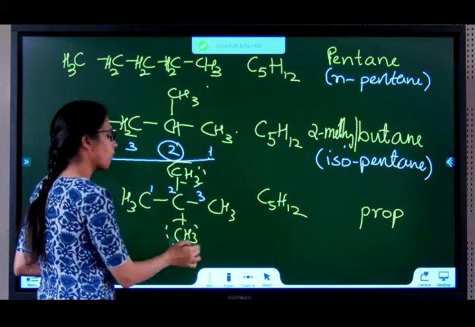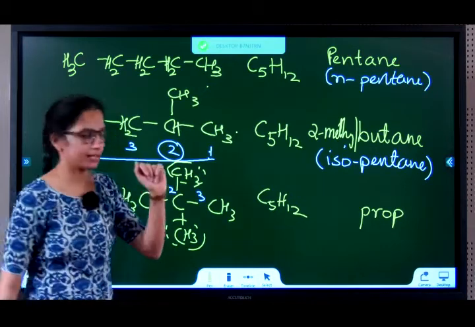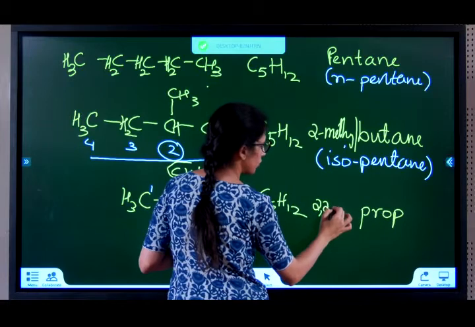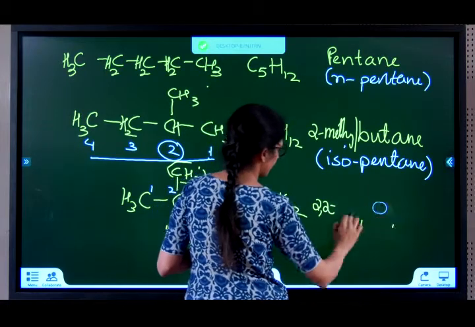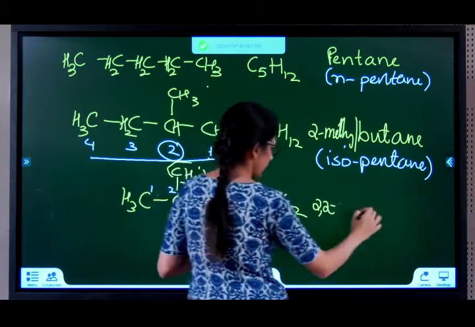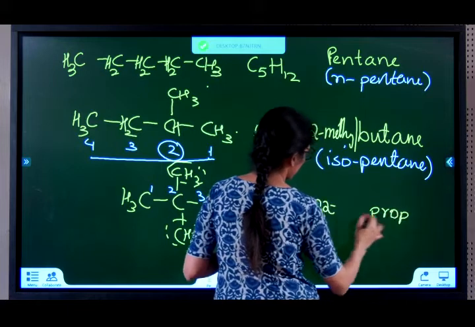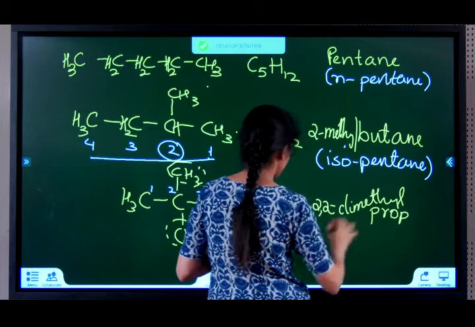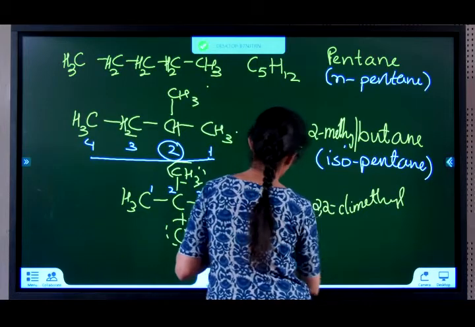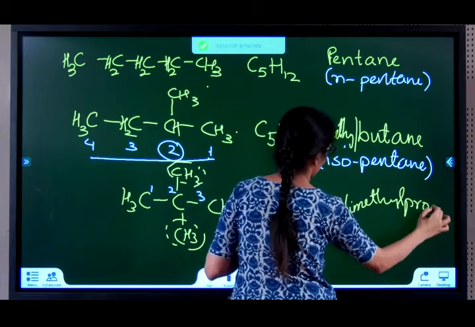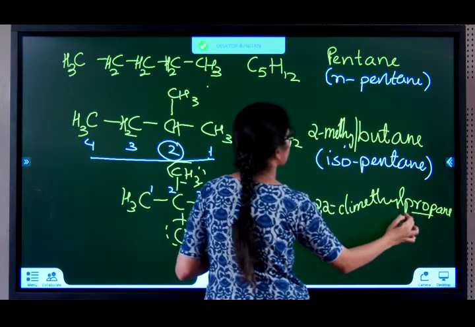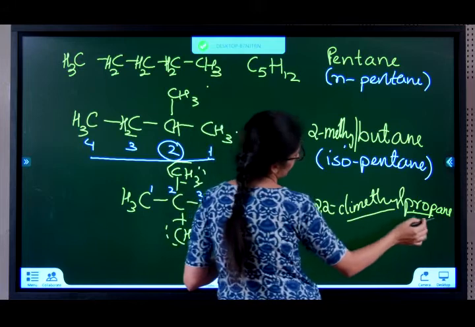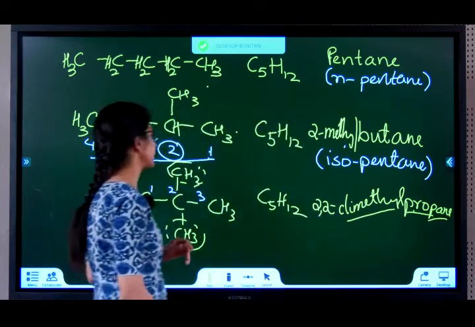At position 2 I have 1 more methyl group. 2 methyl groups. Both the methyl groups are at position 2. 2, 2 hyphen. Between a number and the word you should always put hyphen. 2, 2 dimethyl. One word. Dimethyl propane. 2, 2 dimethyl propane. Prop is the root word. Dimethyl comes from the 2 groups added. Ane is all the single bonds.